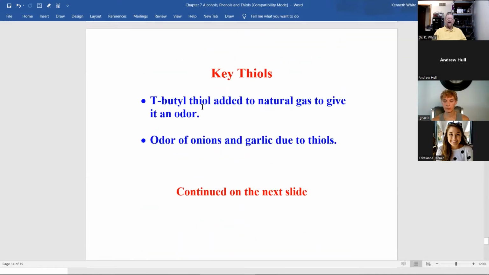Now, onions and garlic, which Dr. White loves onions, I love garlic, they stink too because of thiols, but that's a nice stinky, though some people don't like it. But Dr. White loves onions and garlic.